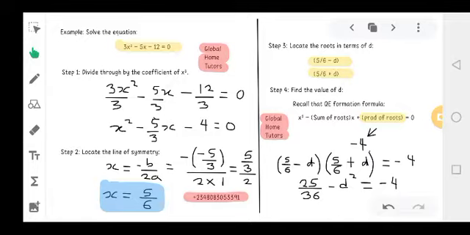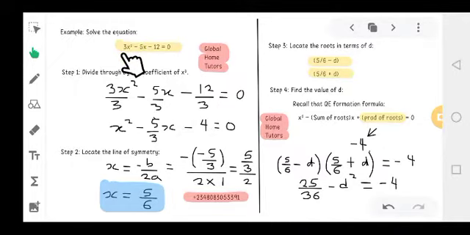Okay, let's look at this equation. We want to solve this equation: 3x squared minus 5x minus 12 equals 0. Now, to apply this method, there is a condition. We must make sure that we divide by the coefficient of x squared. Any number that is with x squared, we must use it to divide all through. Because to apply this method, the coefficient of x squared must be 1.